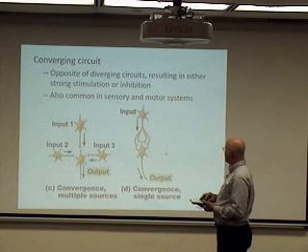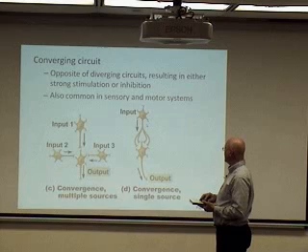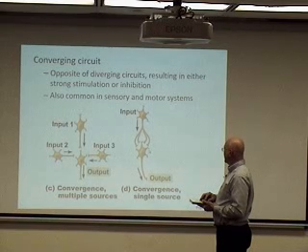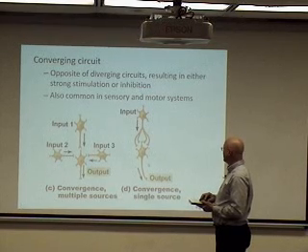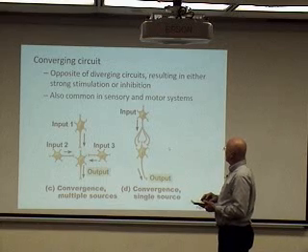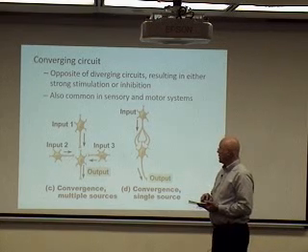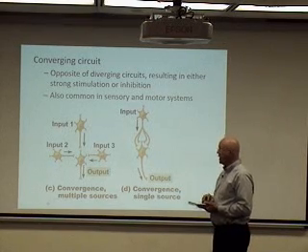And we also have this convergence from a single source, where we have one input that then impinges upon one single output. So again, these are different ways of neurons working together to send signals.